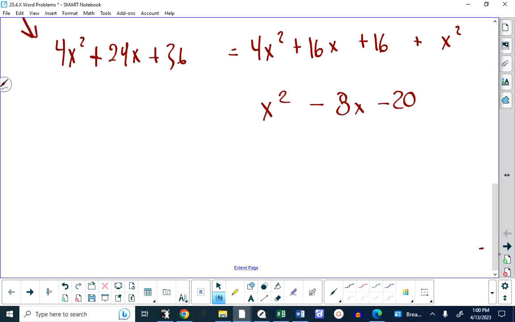This is equal to 0, by the way. Let's do the b squared minus 4ac thing. Good afternoon. It's all right.